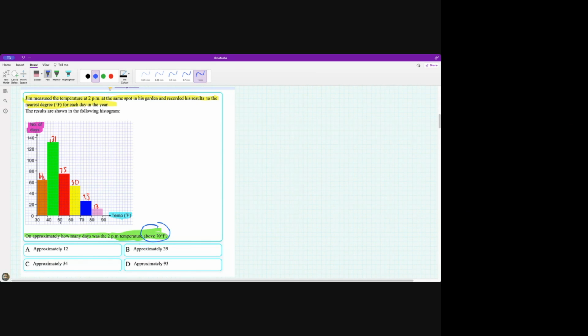Which blocks or which intervals are above 70 degrees? I think that this interval is above 70 degrees, but so is this one over here. So how many days do we have in those two intervals? Well, there's about 25 here, and there's about 13 there, which is about 38 or 39. And so I would say in total, there's approximately 39 days where the temperature is above 70 degrees. So there's the 25 that are between 70 and 80, and there's 13 that are between 80 and 90.